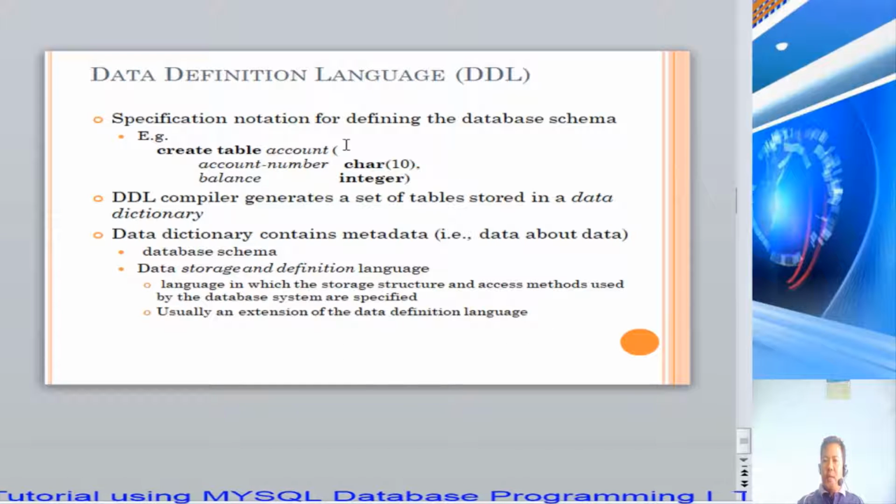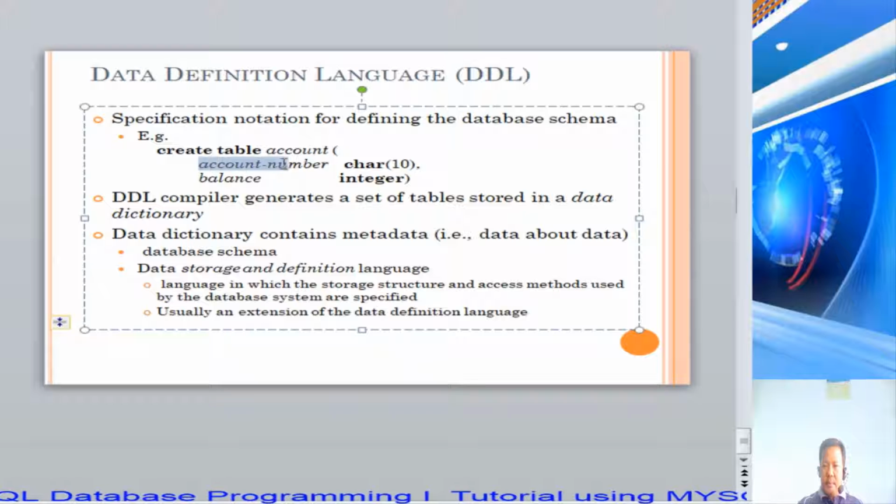So the definition: data definition language, DDL. A specification notation for defining the database schema. Example, create table, account number. So this is what you call the process of defining. Okay, when we are going to create our table, we have to define our fields. This is our field. This is how we are going to define the schema, the schema of a particular table or a database.